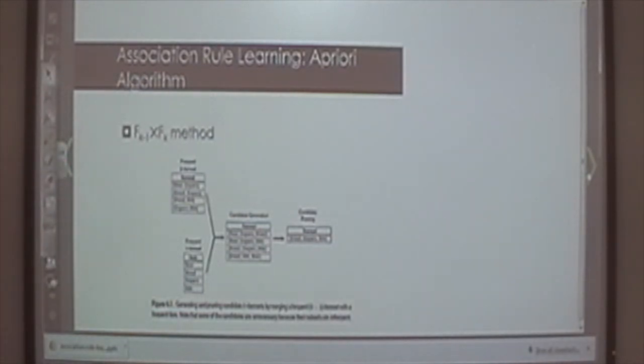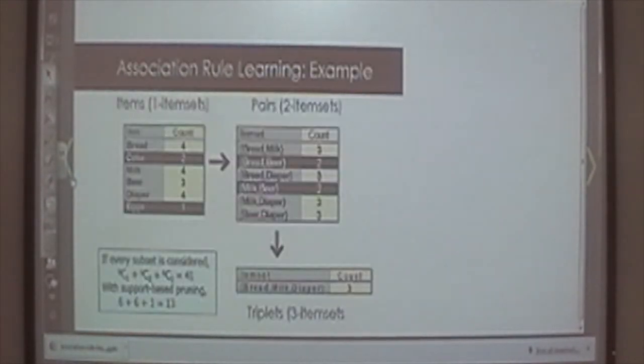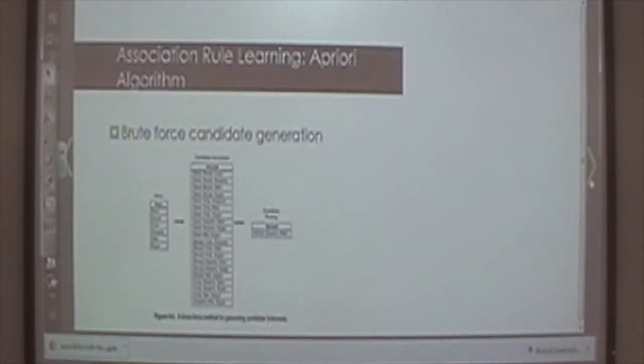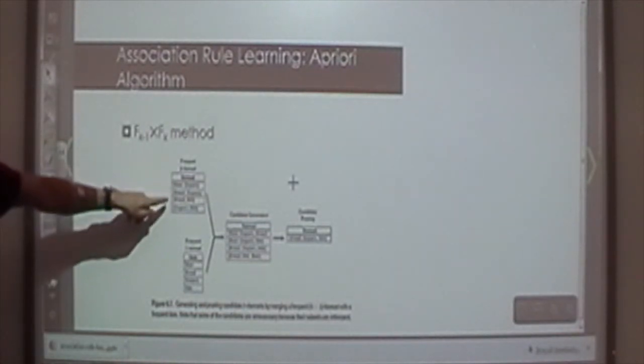Should I back up to where we saw that before? So here are our two item sets. We had bread milk, bread diaper, milk diaper, and beer diaper. The ones we didn't have were bread beer and milk beer. So if we look at that, here are those four again.